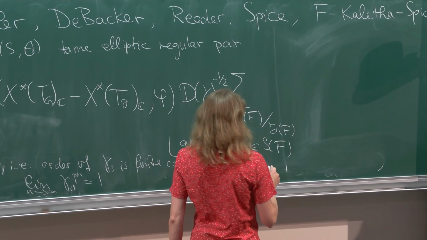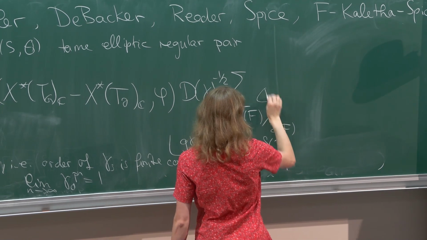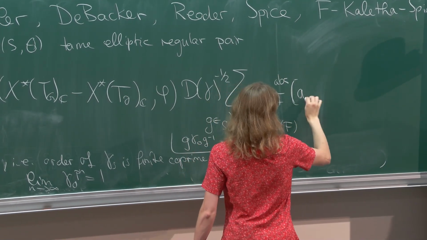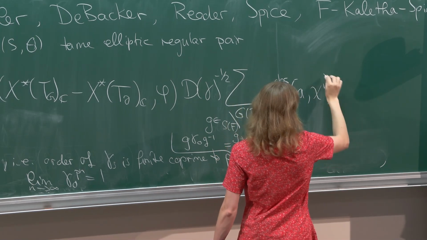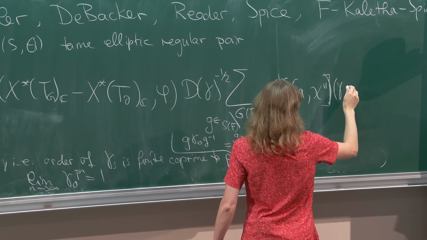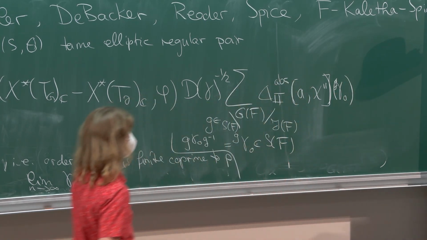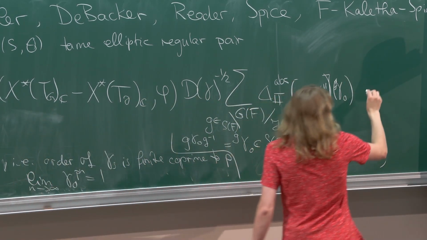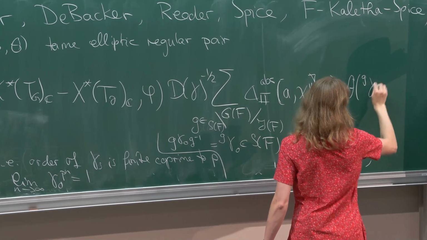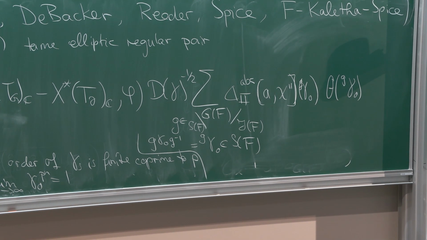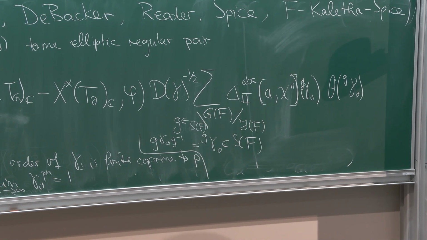What do we sum? So we first have what we have seen last time, the root number attached to some auxiliary data, an A datum and a chi datum, evaluated at the g conjugate of gamma 0. Then we have the character evaluated at g times gamma 0. That's what we have seen last time. So far, that's what we have seen last time.